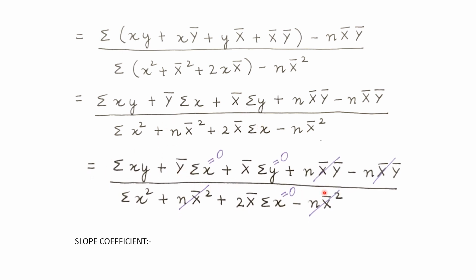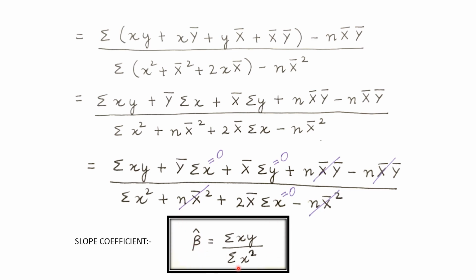Now in this equation you can see that many terms are getting cancelled out. Summation x is equal to 0. Why? Because the sum of deviations is always 0. This is basic statistics, you know this. Similarly summation of y is also 0, and some terms are just cancelling out. Finally we'll get this term, summation xy upon summation x square, and this is the value of beta hat, which we have obtained by using the deviation process, right? So here we have derived the slope coefficient or the estimator.